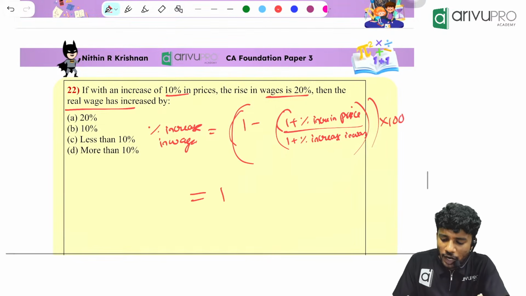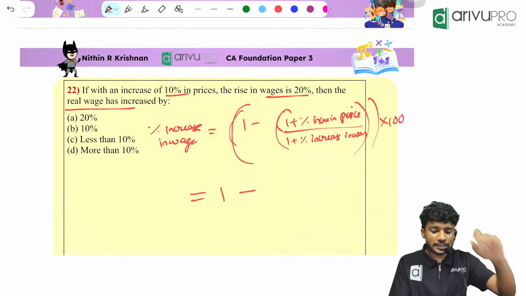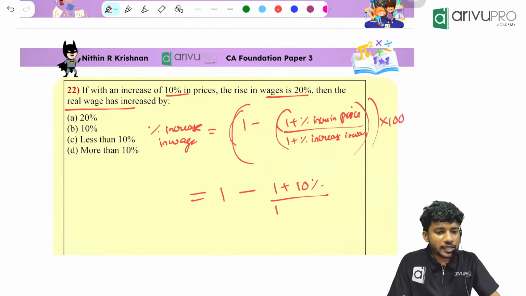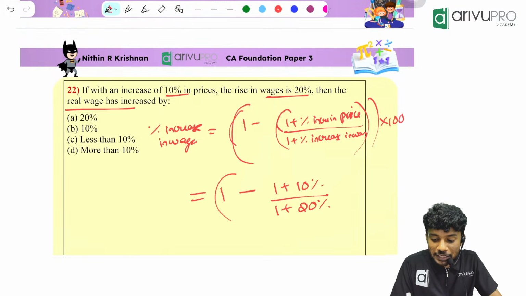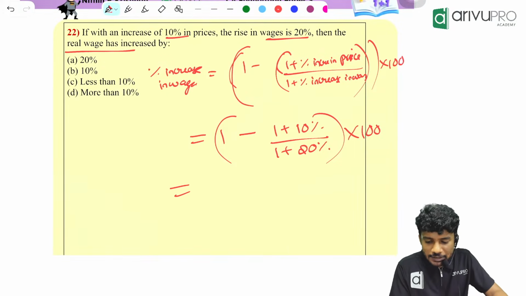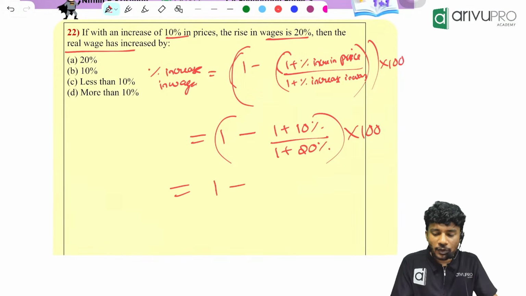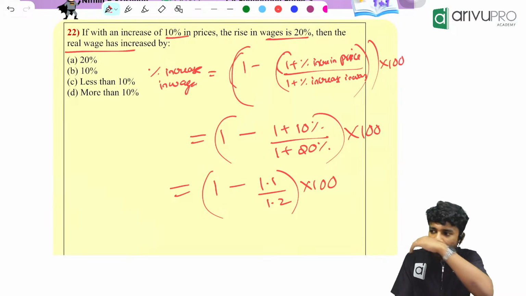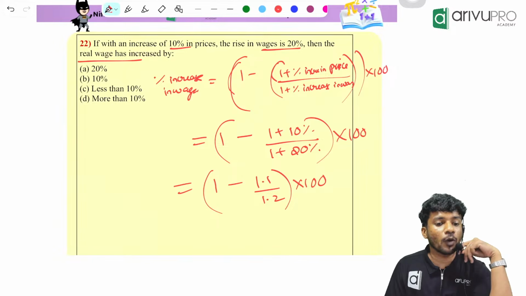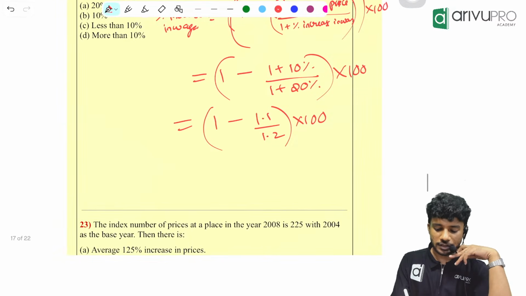That is 1 minus 1 plus percentage increase in prices, can I write it as 1 plus 10% divided by 1 plus percentage increase in wages, which is 20%. The entire thing is multiplied with 100. Then can I write this entire thing to be 1 minus, 1 plus 10% is how much? 1.1 divided by 1.2. The entire thing is multiplied with 100. Take your calculator, give me your answer. That is percentage increase in the wages. Get me your answer.